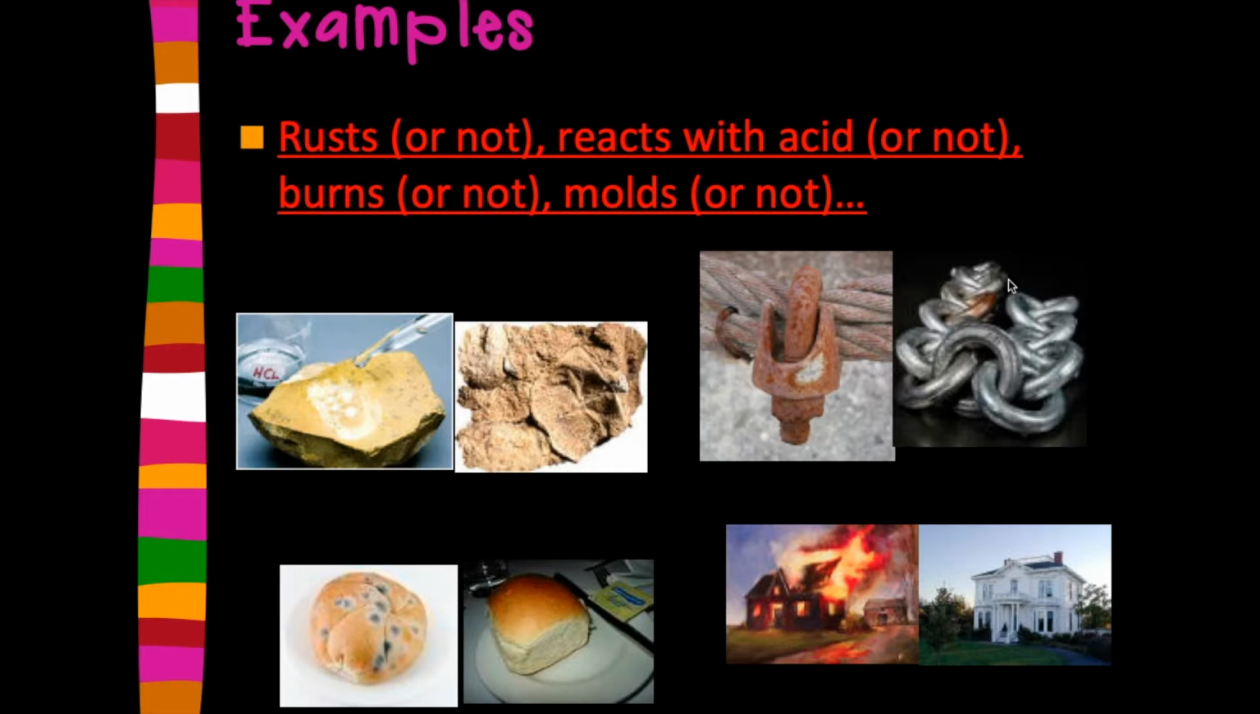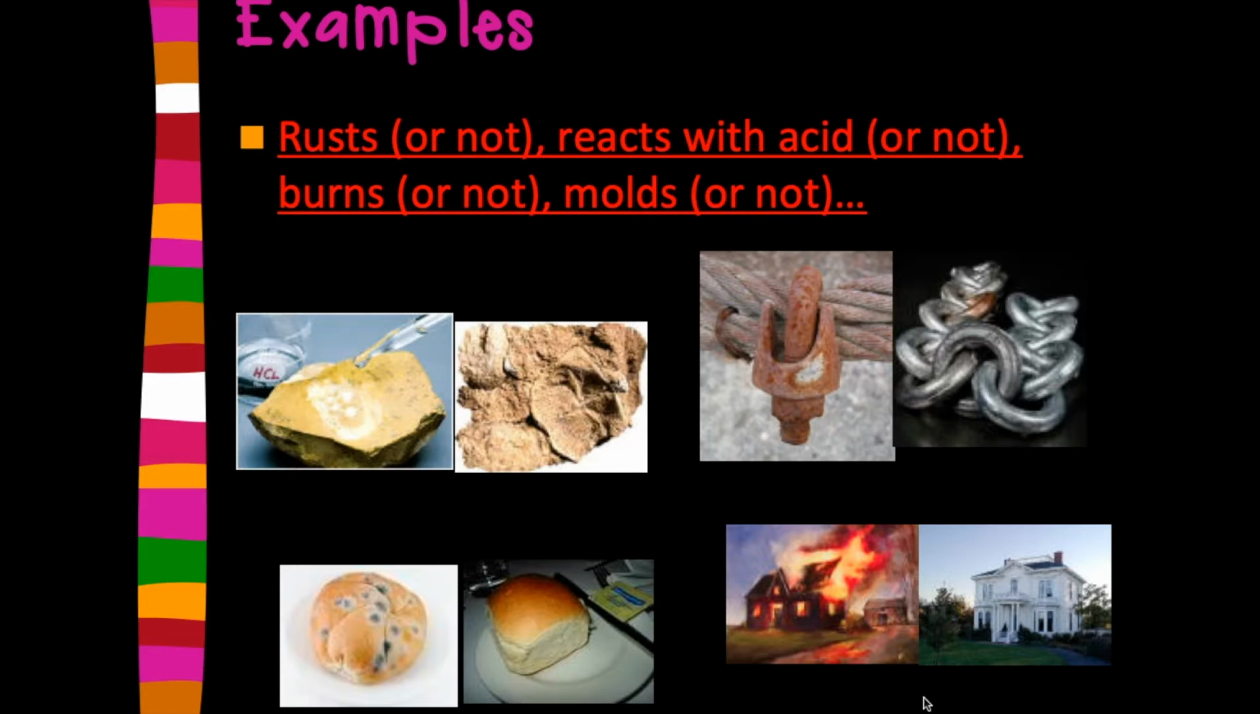But if you're not sure if something will rust or not, you have to be able to do something to it. So you can't just tell by looking at it. Same with acid. If you want to know if something will react with acid, you have to put it in acid or drop acid on top of it and see if it will react, if something will burn or not. So again, you might have predictions of things that can burn because of prior knowledge, but if you're not sure, you have to do something to it.